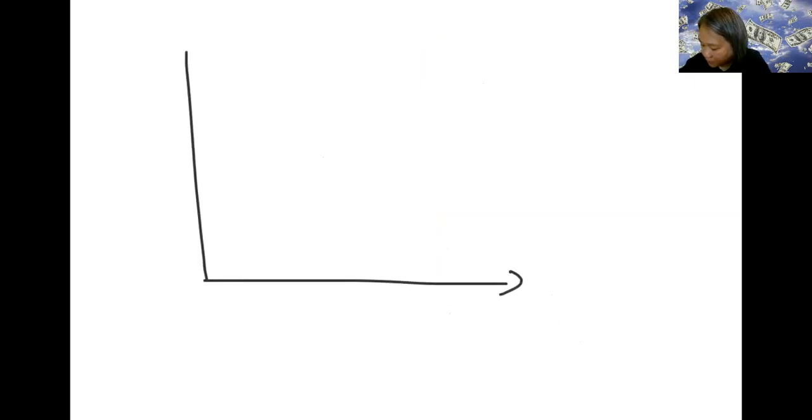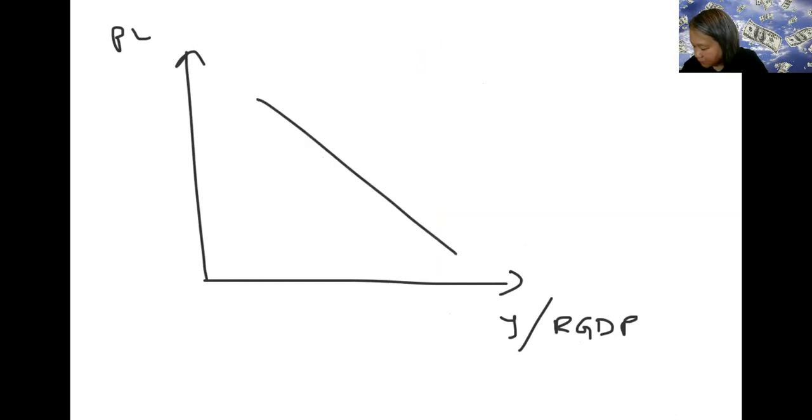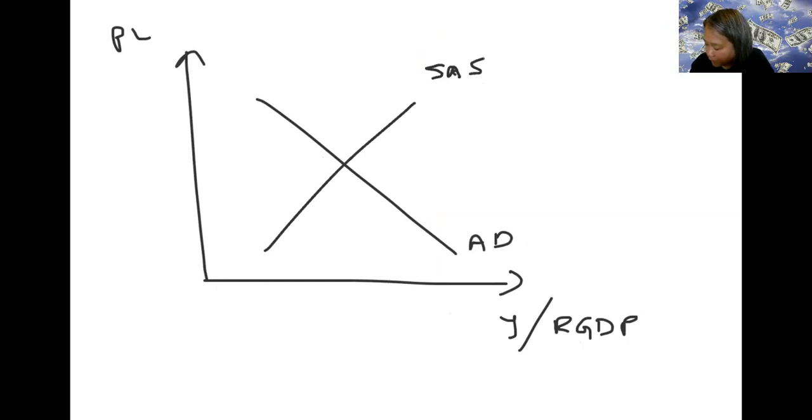So let's take a look at an inflationary gap. Once again, we have our price level, we have our Y, real GDP. Once again, our current output is dictated by our short run equilibrium, the intersection of our AD and our short run supply curve.